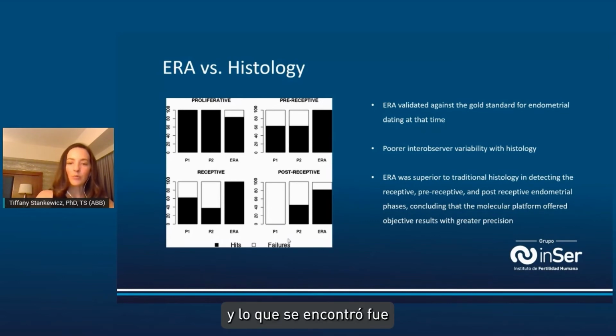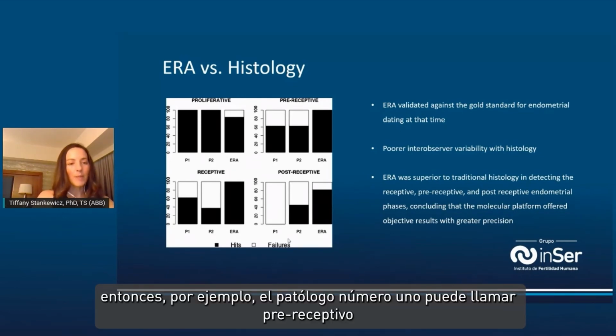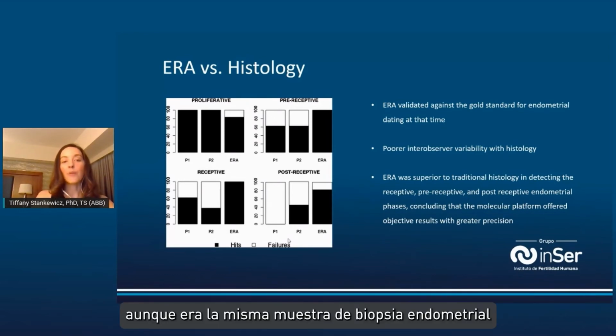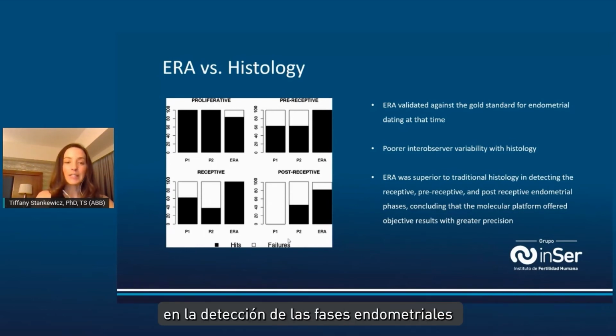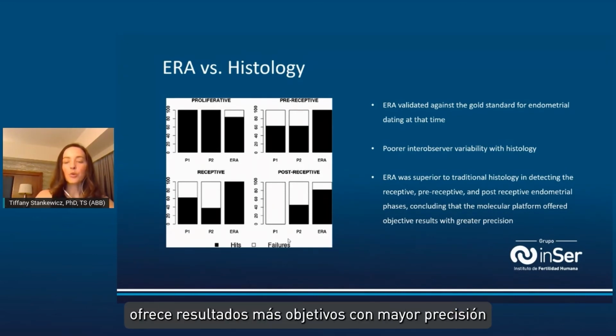And what was found was that there was poor inter-observer variability with the histology test. So for example, pathologist number 1 might call pre-receptive, pathologist number 2 may call post-receptive, albeit it was the same endometrial biopsy sample. In the end, ERA was found to be superior to traditional histology in detecting the receptive, pre-receptive, and post-receptive endometrial phases, concluding that the molecular platform offers more objective results with greater precision.